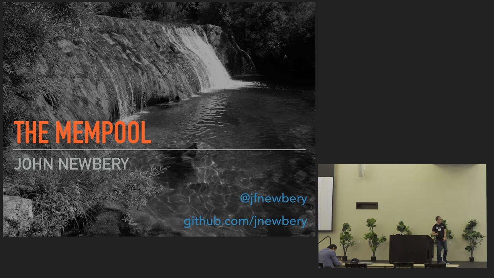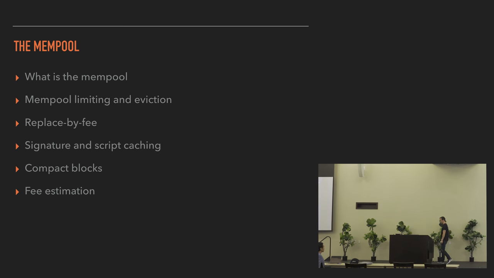But so finally, this is the last session of the day. We've got about 20 minutes. I'm going to talk about the mempool, so I'm going to have to rush a bit to get through this. I'm going to talk about what the mempool is, and about limiting and eviction in the mempool. And then a grab bag of topics that connect to the mempool somehow: replaced by fee, signature caching, script caching. I'll talk a little bit more about compact blocks, and then touch on fee estimation. All of those topics interact with the mempool in some way.